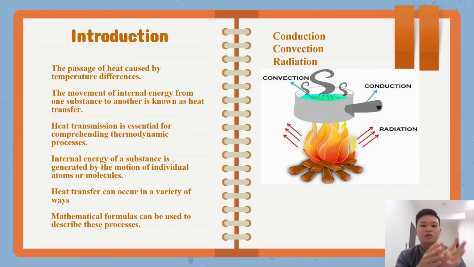The transmission of thermal energy due to the temperature gradient is also known as heat transfer. The internal energy of a substance is generated by the motion of individual atoms or molecules, according to kinetic hypothesis. Heat energy is a type of energy that allows energy to transfer from one body or system to another. Heat transfer can occur in a variety of ways, including the exchange of momentum, energy and mass in the form of conduction, convection, and radiation in this subject of transport phenomena research. Mathematical formulas can be used to describe this process.